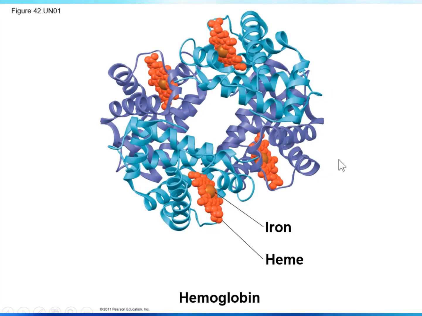Hemoglobin contains iron, heme, which gives hemoglobin the ability to bind to oxygen. It also contains oxygen molecules and polypeptide chains as well.